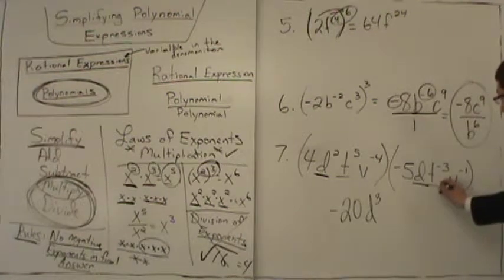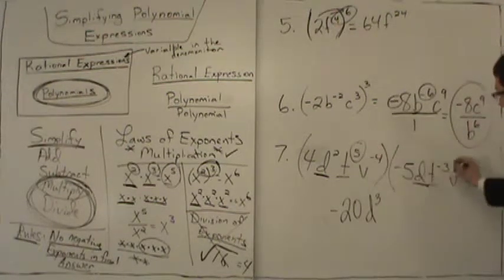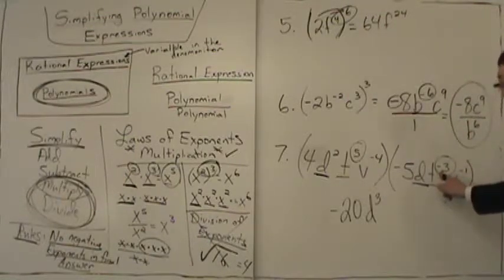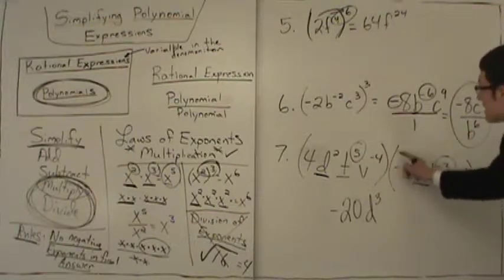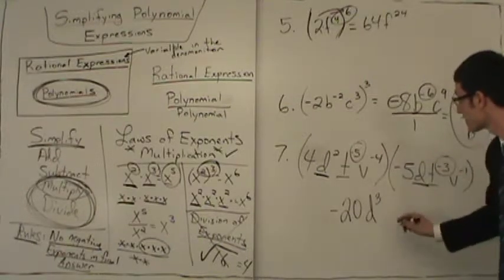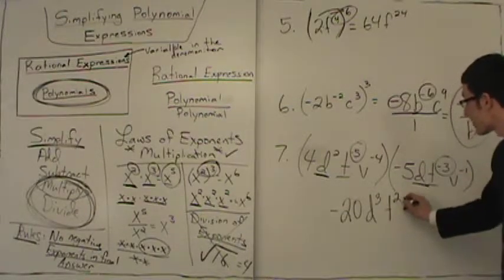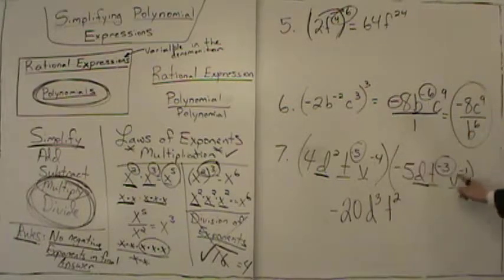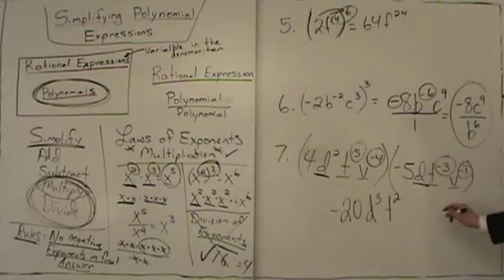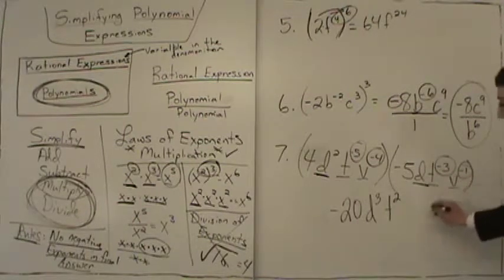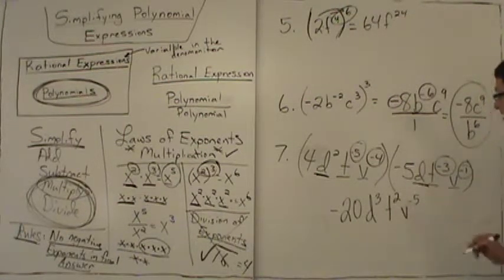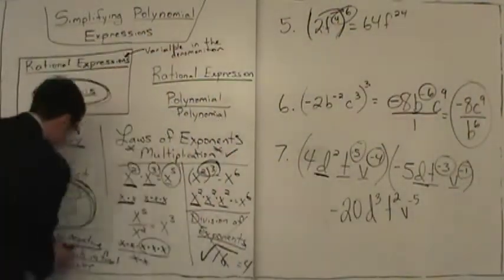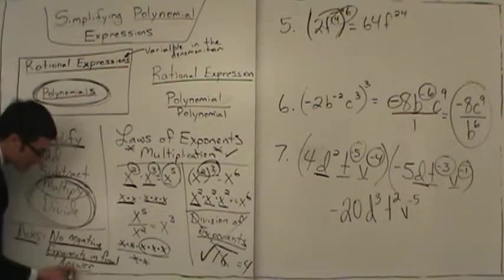5 t's multiplied by t to the -3rd, we add the exponents. 5 plus -3, the signs are opposite, so adding actually becomes subtraction. 5 minus 3 gives 2. Take the sign of the larger, since it's positive, we get t to the +2 power. Now, v to the -4th times v to the -1, add the exponents. -4 plus -1, since the signs are the same, you add, we get v to the -5th. Now, is this a final answer? No. Why? Because we cannot have negative exponents in the final answer.